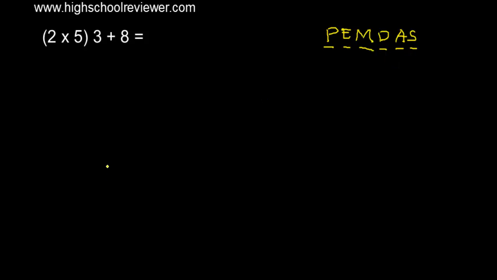Now on our given problem, we can see that there is an operation inside the parentheses. We need to perform this first. So we need to perform 2 times 5. 2 times 5 is positive 10. So this will be 10, and then multiplied 10 by 3 plus 8.